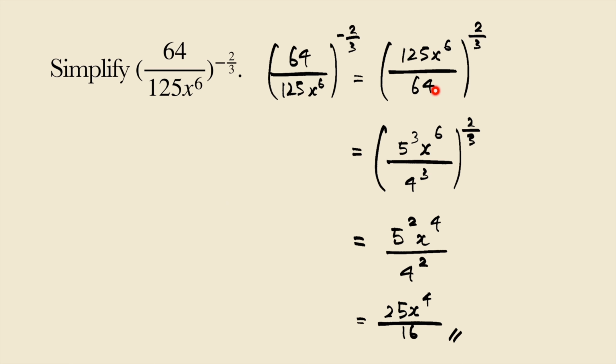64, if you use prime factorization, is actually 4 to the power 3. Notice the powers are all multiples of 3 now. Okay, that's fantastic because you're now going to multiply the powers. So that becomes 5 squared, x power 4, and then 4 squared. What's 5 squared? 25. What's 4 squared? 16. And there you go.